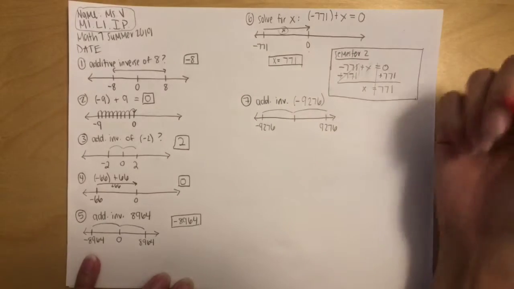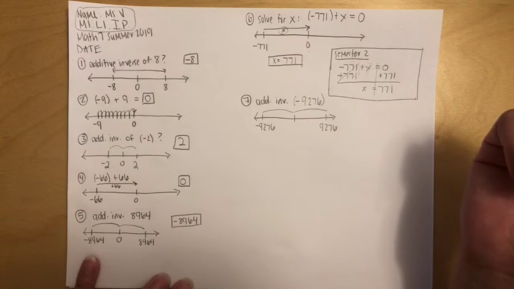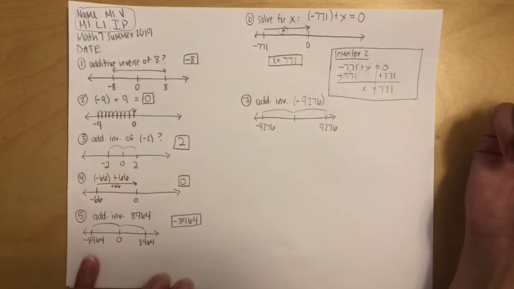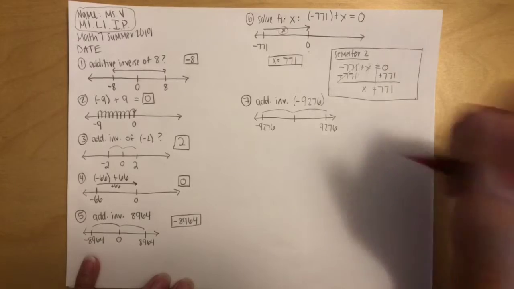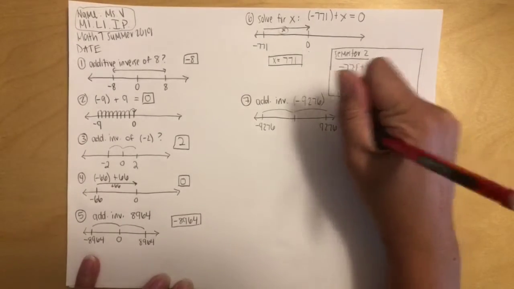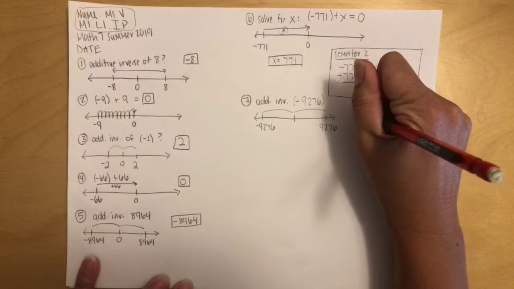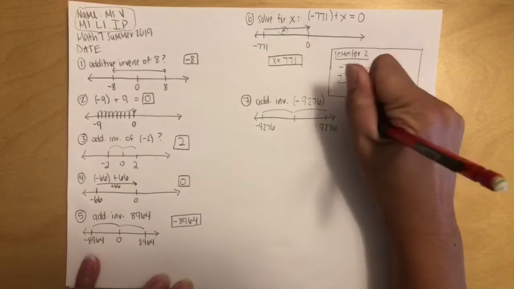I know you don't need the number line at this point. You can just flip the sign. But that doesn't show me that you understand why. You need to, at this point, still show why. After this lesson, you don't have to. But right now, you're showing me that you learned the lesson. And this is how you prove it. Okay, so positive 9,276.